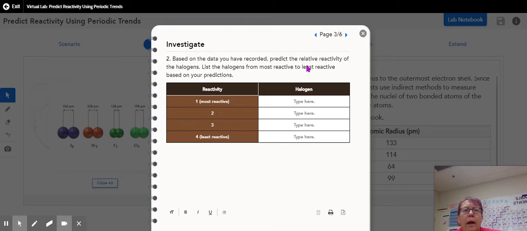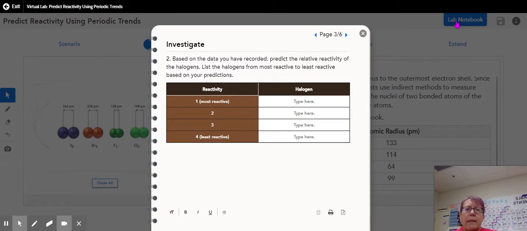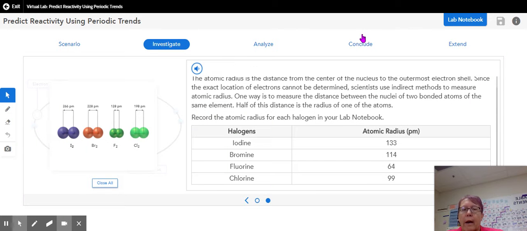Actually, I want to do this on page 2 of my lab notebook. Notice it gives us a place where we can type in the atomic radius. So for fluorine, I said it was 64. Chlorine is 99. Bromine was 114. And iodine is 133. So I'm going to save that information. Hopefully that saved. Did that save? Let's see. It did. Okay, good. So now I've got atomic radius. I have those values.